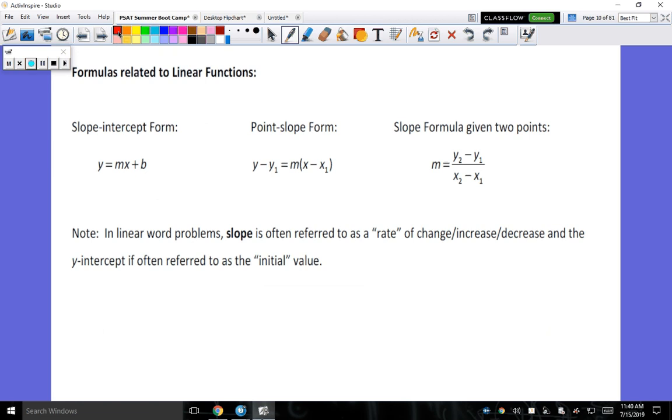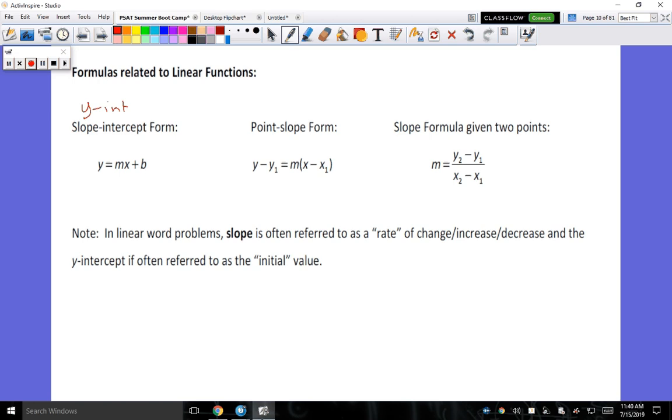All right, formulas of linear functions. Again, guys, I understand that this is quote-unquote the easy stuff, but we need to master conceptual deep understanding, and we will be fine with these, and we won't miss the easy ones. Slope-intercept form, otherwise y-intercept. Point slope. And slope formula, given from 2 points. So in linear problems, slope is often referred to as the rate of change, rise over run, all that good stuff.